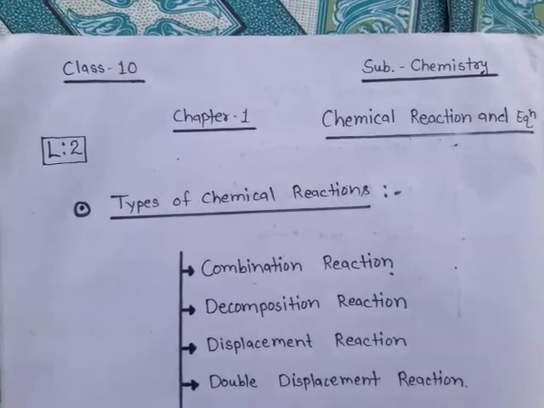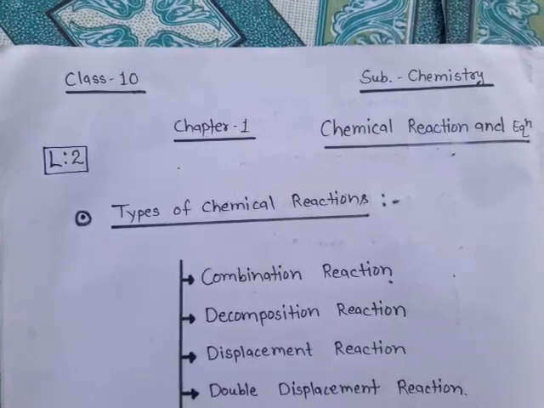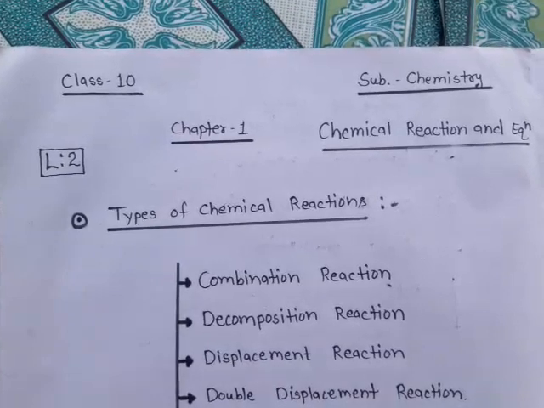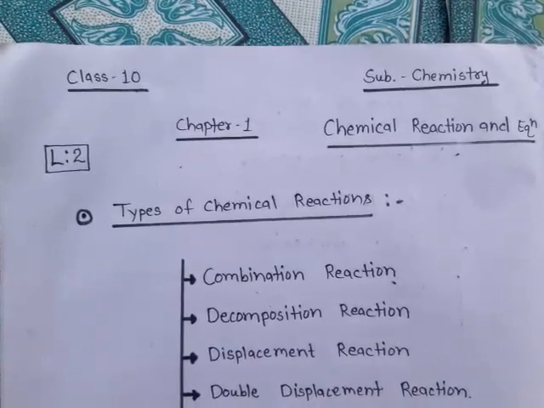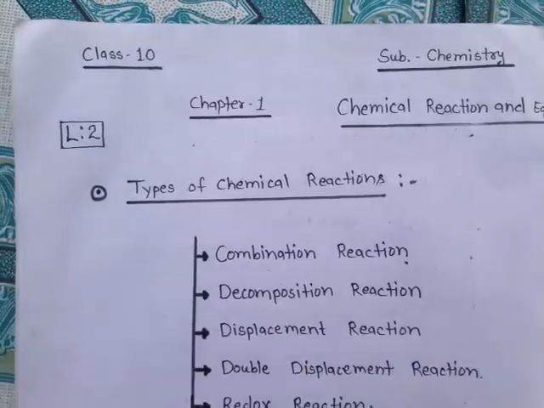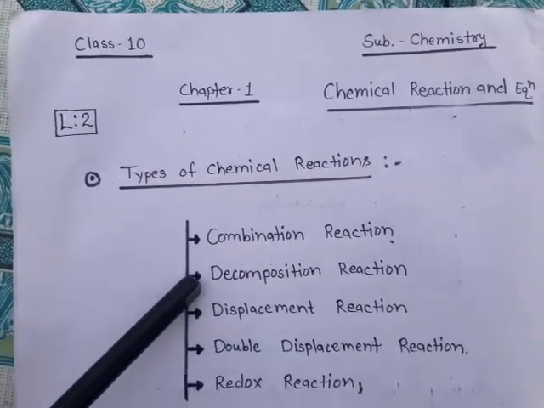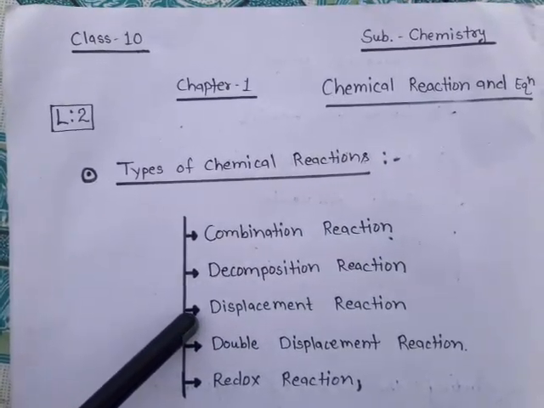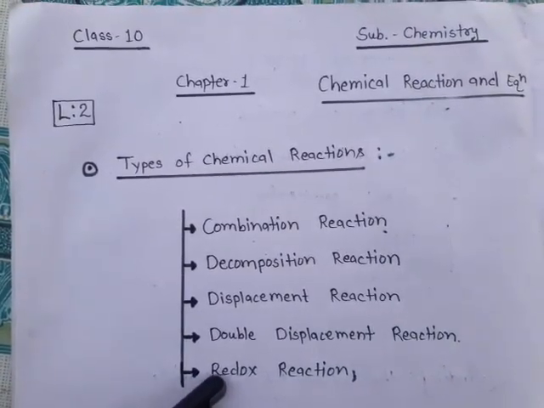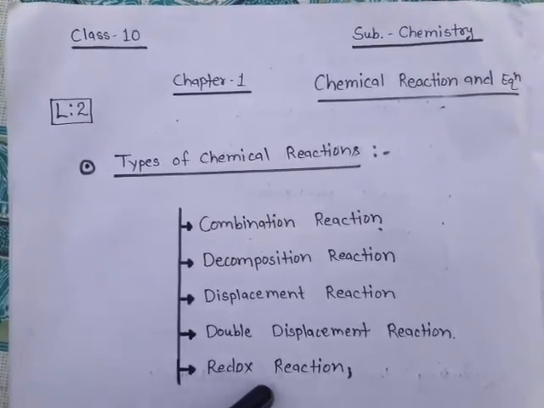Actually, chemical reactions involve the breaking and making of bonds between atoms to produce new substances. We will study the types of bonds formed between atoms in the next chapter. Here we study the types of chemical reactions. The first type is combination reaction, the second is decomposition reaction, the third is displacement reaction, the fourth is double displacement reaction, and the fifth is redox reaction. This reaction can also be called oxidation and reduction reaction.